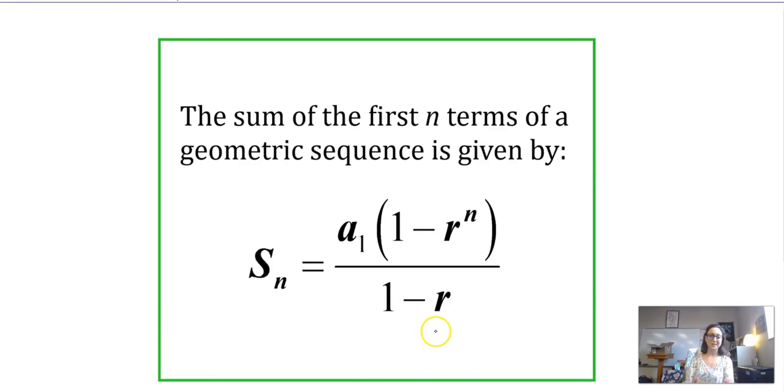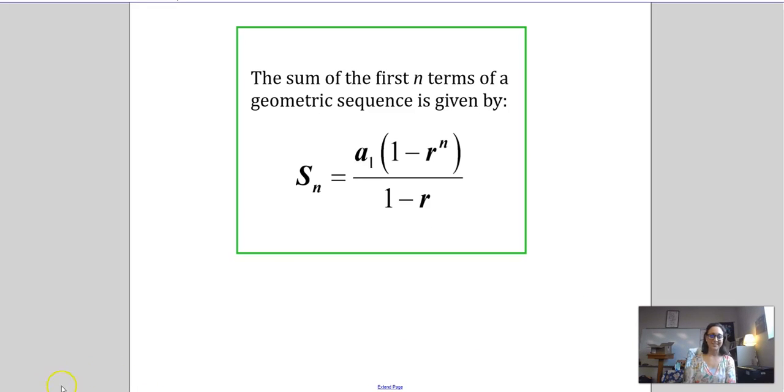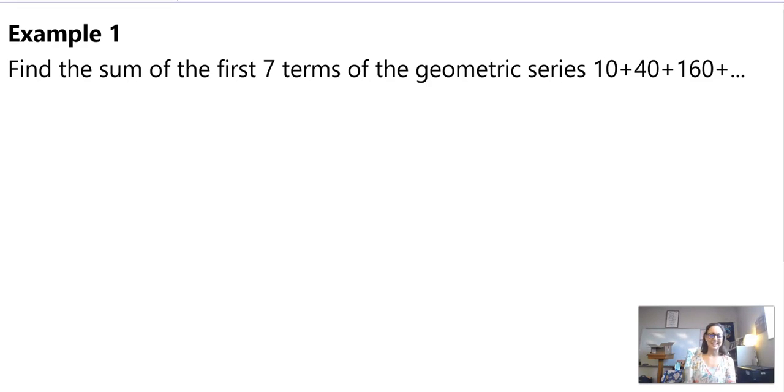So I'm going to force a pause on the screen. Go ahead and copy what I have here. Hit continue when you've copied it. All right, let's try an example together. I'm going to force pause on the screen. Go ahead and copy this. Hit continue when you're ready to do it together.